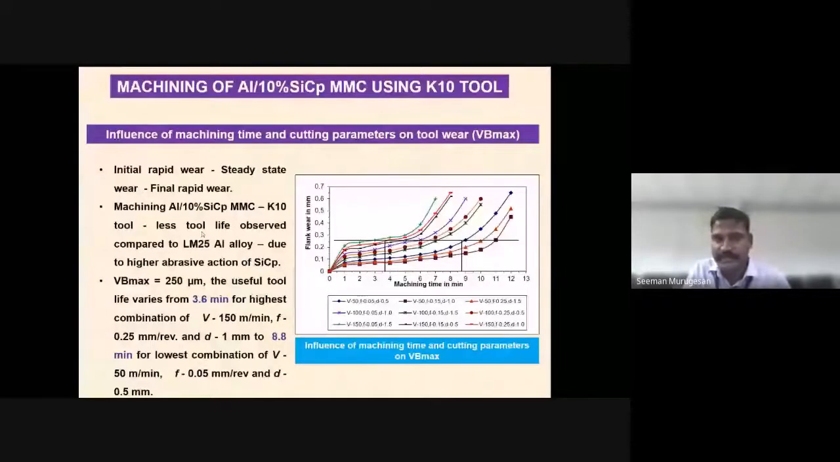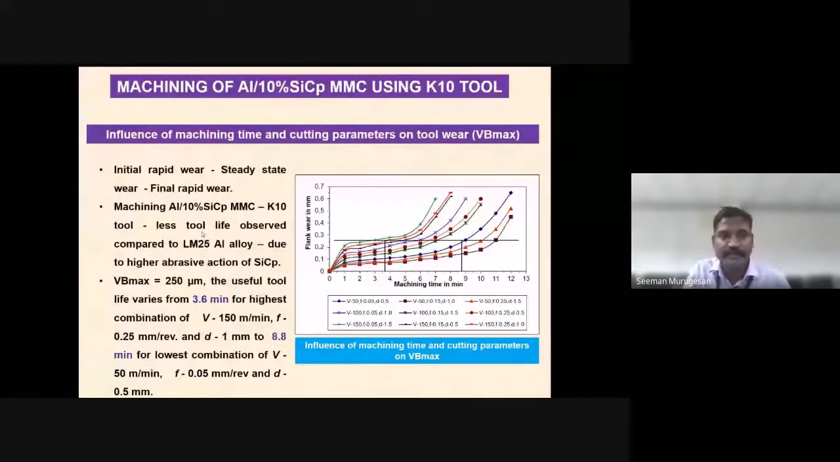The tool wear graph clearly indicates the initial rapid wear, the steady state, and the final rapid wear. In the machining of the silicon carbide metal matrix composite with K10, higher tool wear and less tool life are observed compared to the base metal LM25 aluminum alloy, due to the high abrasive action of the silicon carbide particulate.